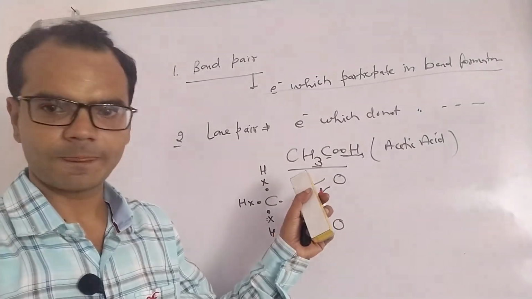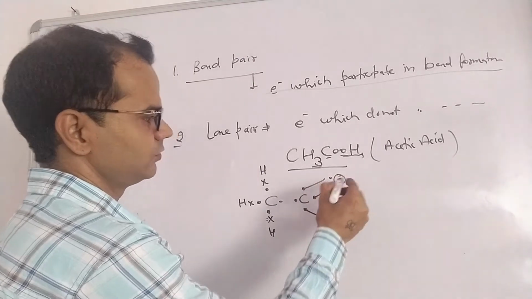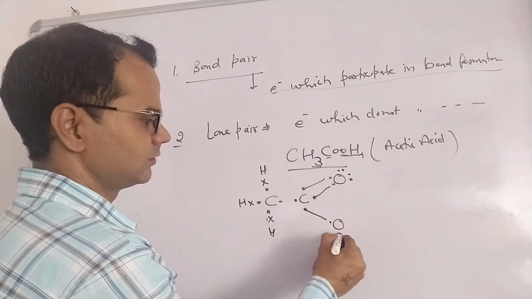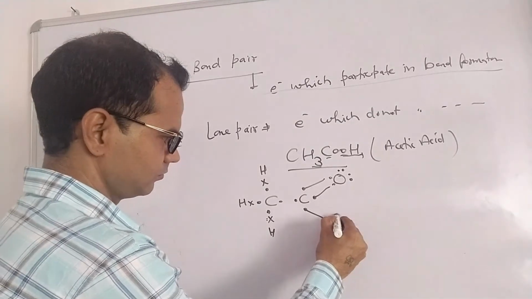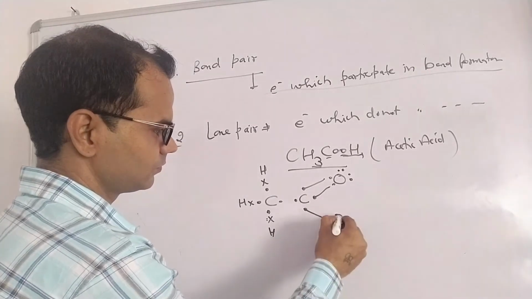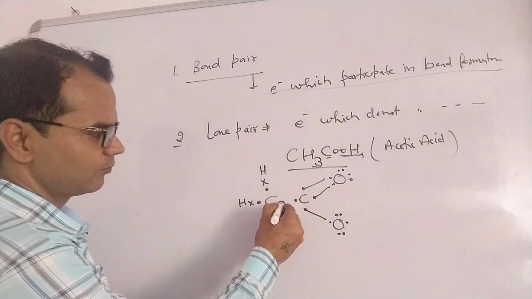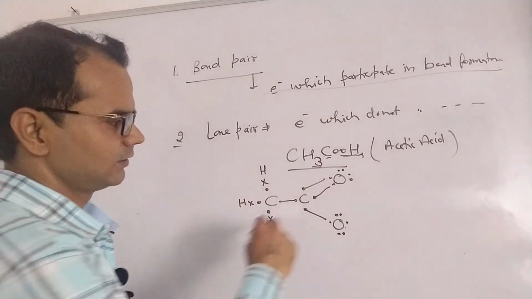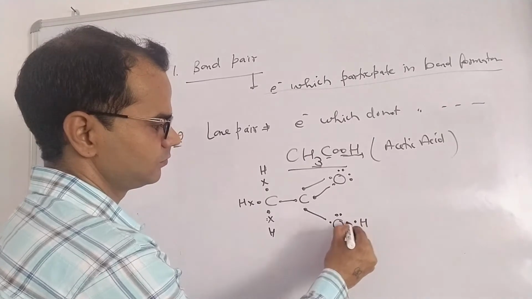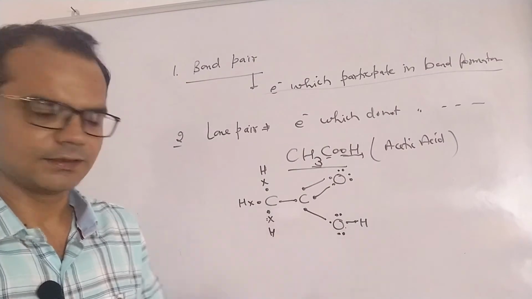let's represent electrons of oxygen also. Oxygen contains 6 electrons. Similarly, this oxygen contains 6 electrons. So this bond is shared, this electron is shared again. This bond formation takes place. Next is H. So this is CH3COOH.